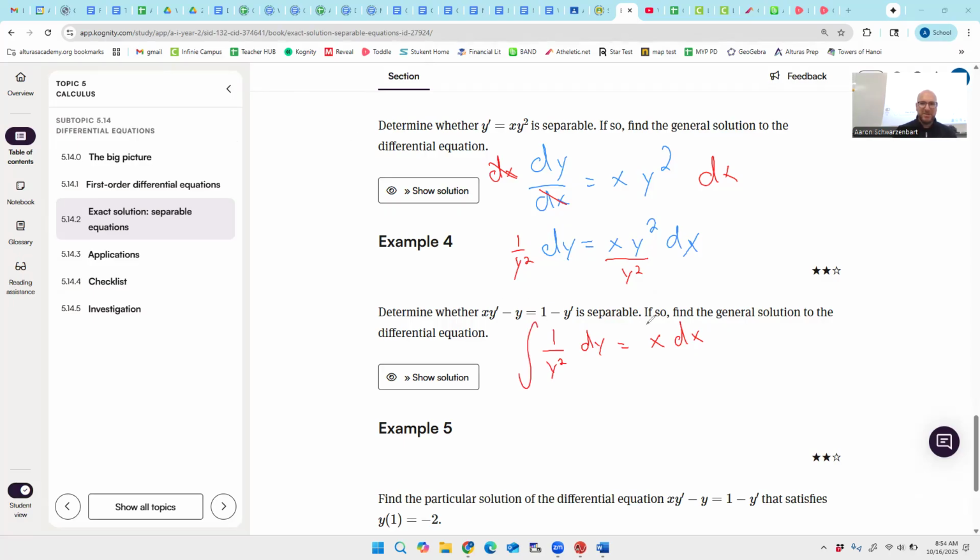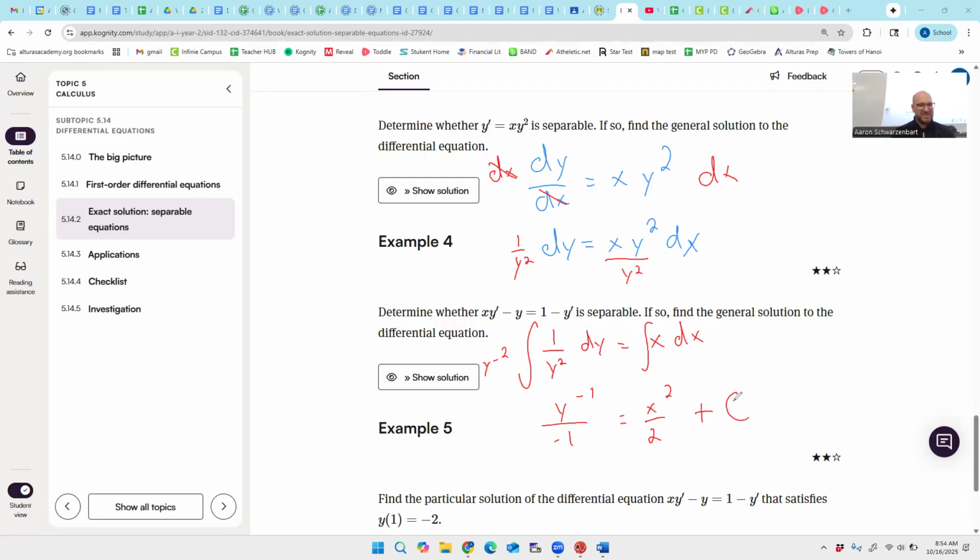And now I will integrate. So this is like y to the negative second, right? And I add 1 to the power and divide by the new power. What am I missing? Oh, plus C.